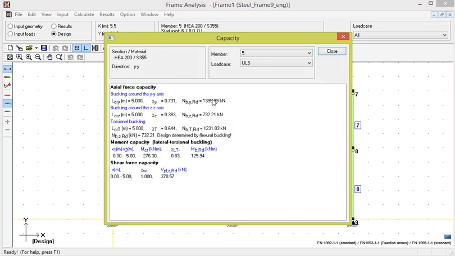In the capacity window, it's shown that the buckling length in both directions is 5 meters, and the reduction factor with respect to flexural buckling in the stiff direction is 0.731, and the axial force capacity 1,396 kN. In the weak direction, both pure flexural buckling and torsional buckling apply, and in this case flexural buckling is decisive with a reduction factor of 0.383 and axial force capacity 732 kN.